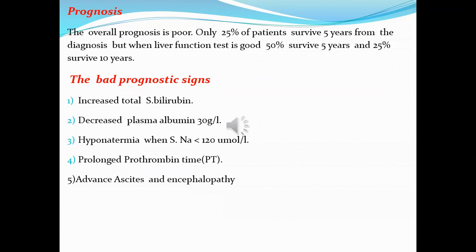Fourth, prolonged prothrombin time. That means the hepatocytes are destroyed, with decreased coagulation factors and prolongation of PT, which is a very bad prognosis. Advanced ascites and encephalopathy: when a patient with liver cirrhosis presents with ascites or encephalopathy, it is a bad prognosis. So we know the bad prognosis is these 5 things.